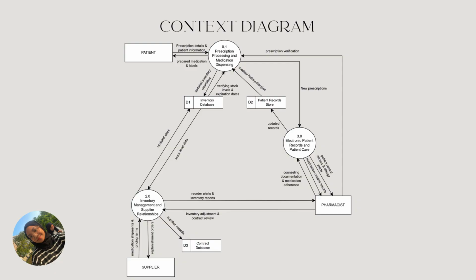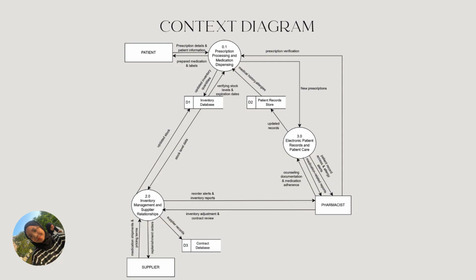Process 2.0 also interacts with the supplier by sending replenishment orders and receiving medication shipments and pricing terms. Active terms are saved as supplier records inside data store D3, the contract database, and inventory arrivals are updated as updated stock in D1. Finally, process 3.0, electronic patient record and patient care, handles medical charting and compliance.